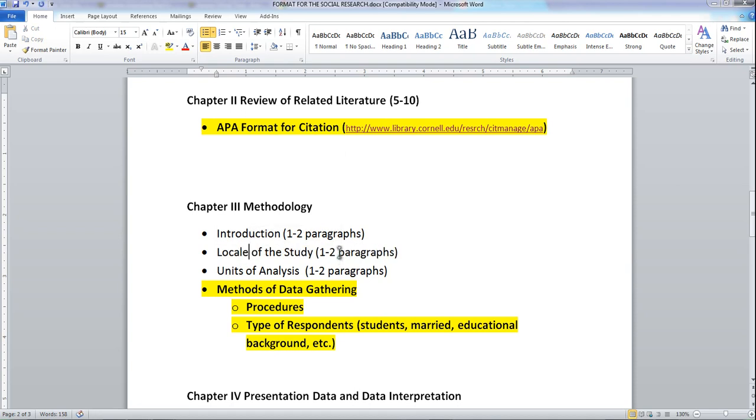Locale of the study refers to the location of the study. I think that won't take you more than 2 paragraphs. Okay, 2 paragraphs will be extreme. Units of analysis, what are the aspects that you want to analyze?